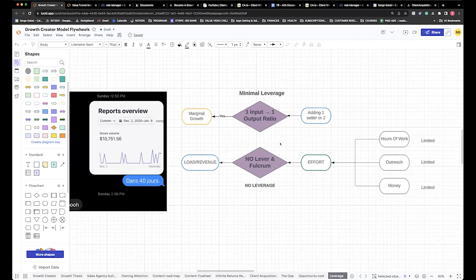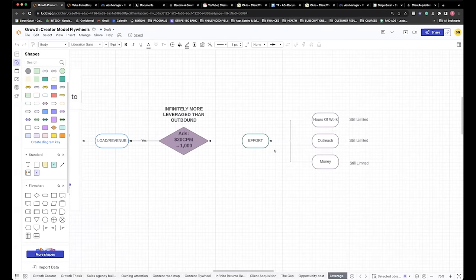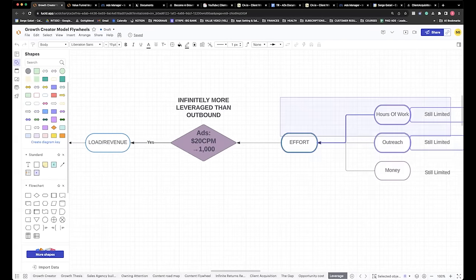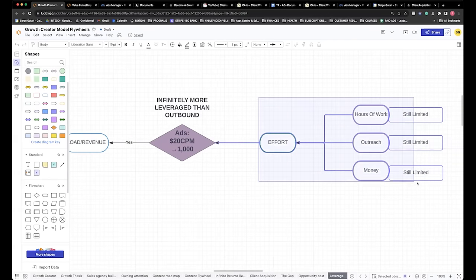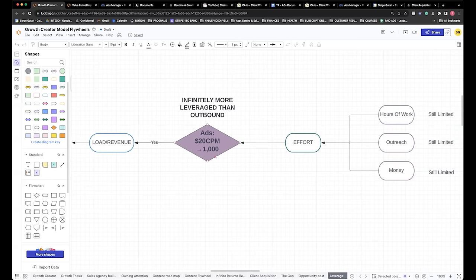But what I ended up realizing is that with ads, it's infinitely more leveraged. And the reason is the following. You still have the same amount of effort, the same amount of hours in a day. But if you spend $20 on a Facebook ad, you get 1,000 impressions for, let's say, 20 bucks. Some CPMs are a lot higher, right? So cost per mil, cost per 1,000 impressions.